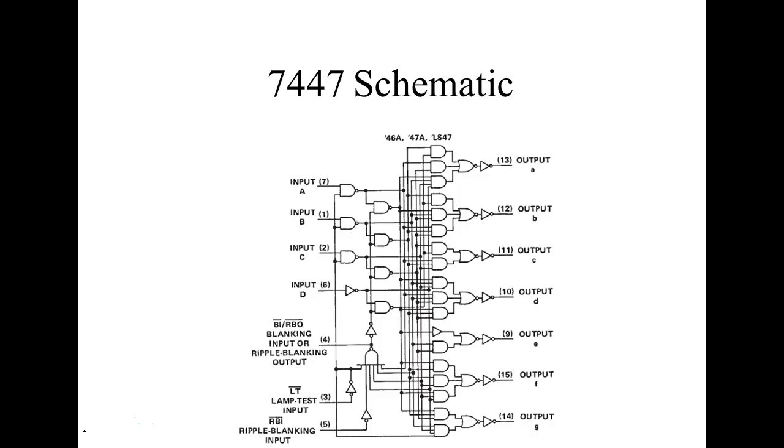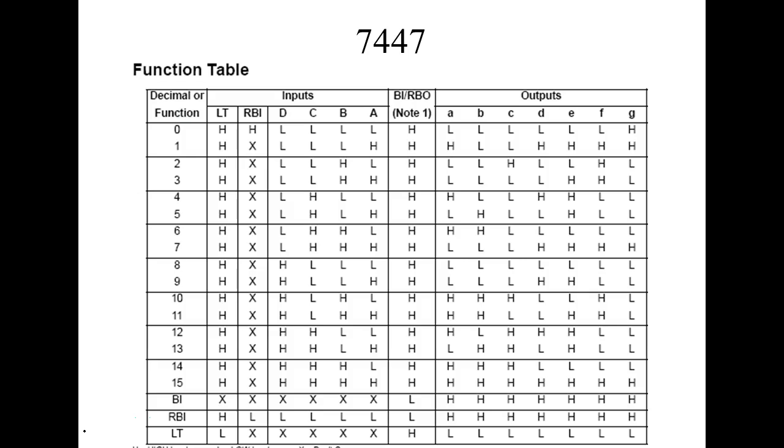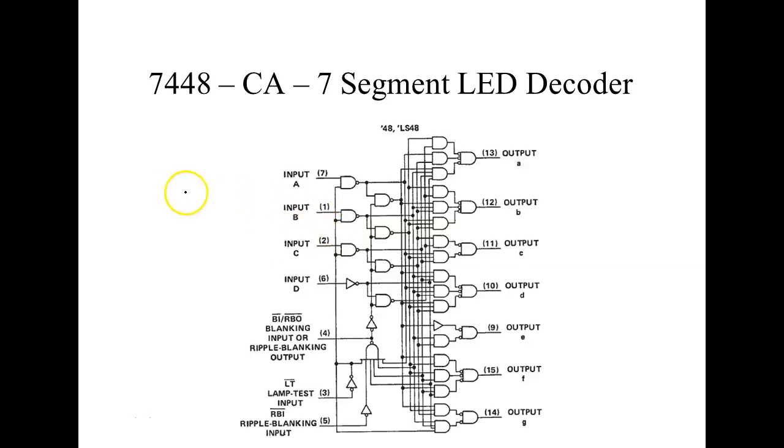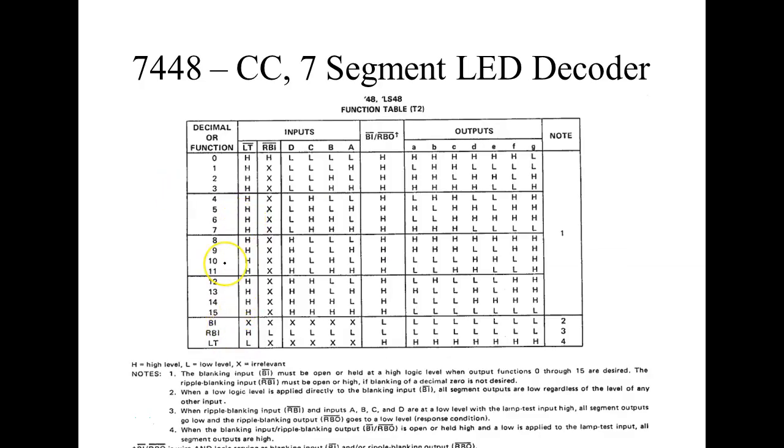So this is the inside, a lot to it, isn't it? This is the truth table. Now what would happen, so a seven segment display will only display numbers from 0 to 9. What happens if you put a 10 on the input? So here's a 10.